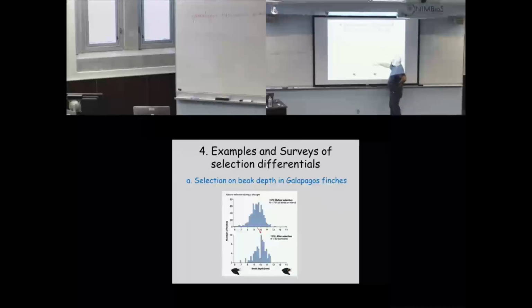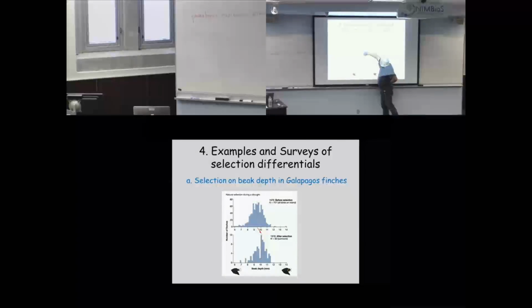And then after the drought, there were only 90 survivors out of the original 751 birds. And when they looked at the distribution, they found that the beak depth had been shifted by about 0.6 millimeters.